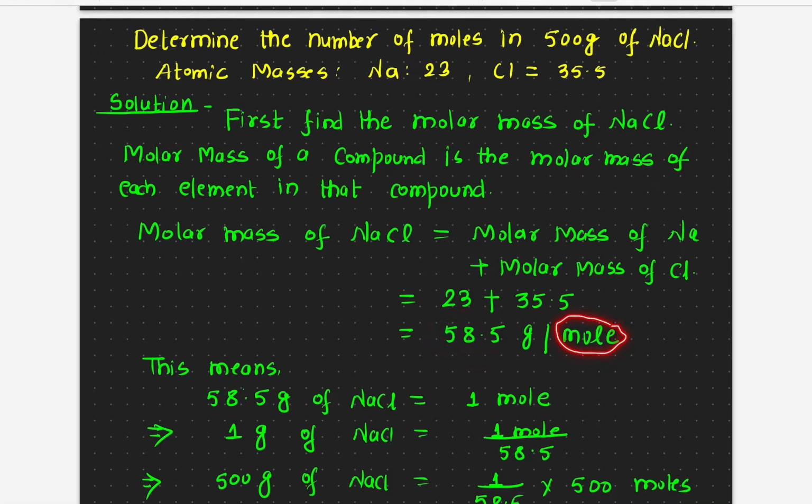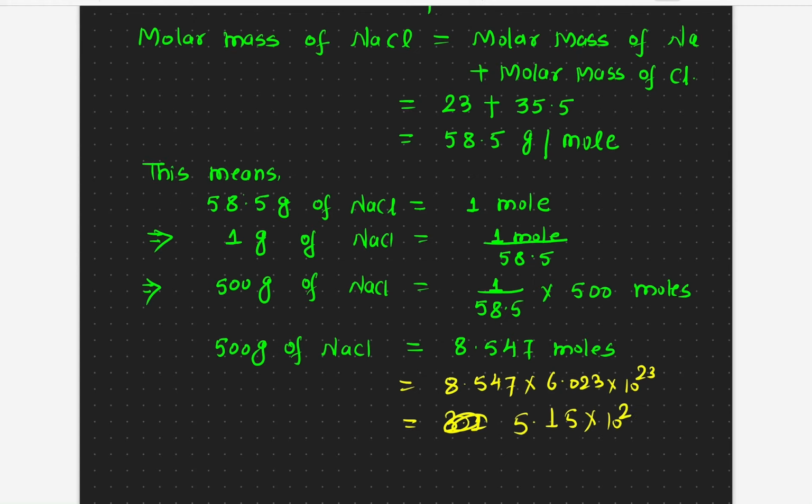If you do the math, let me do the math quickly. 6.023 times 10 to the 23 times 8.547. Oh, I think I made one mistake. 6.023 times 10 to the 23 times 8.547. The number I got here is about 5.15 times 10 to the 24, and that means this many molecules.